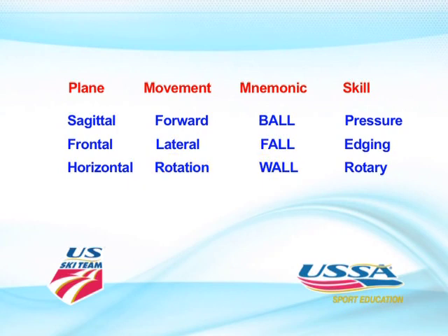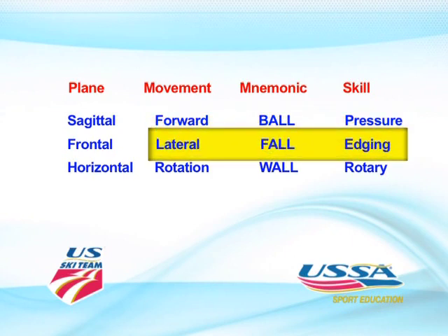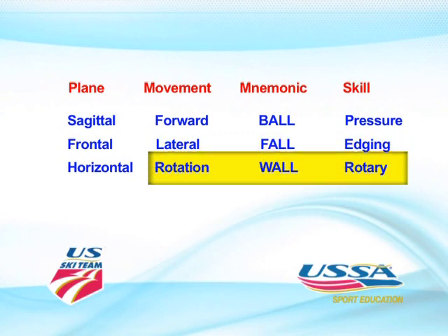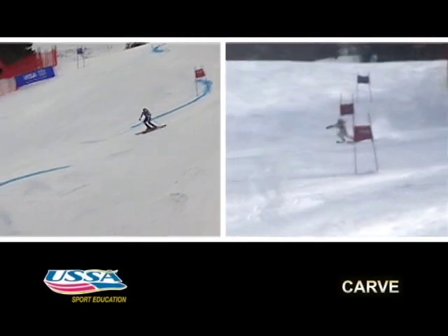You should also notice that these three movements fit with the three skiing skills. A movement forward is a pressure control skill. A lateral movement coincides with the skill of edging, and the rotation of all or parts of the body on the horizontal plane is a rotary skill. Since these three movements are all happening simultaneously, the all mnemonic could be used for movement analysis.